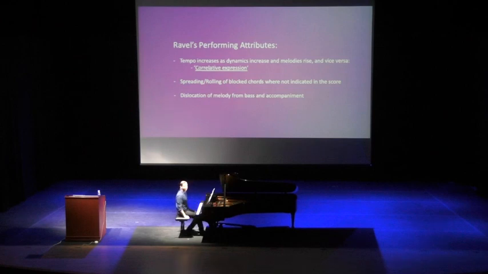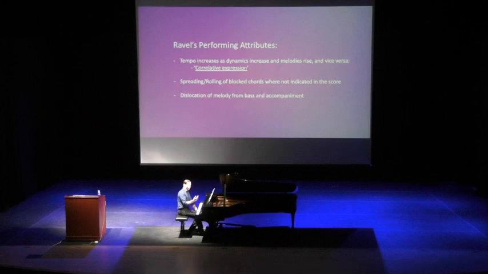Another of the most salient features of Ravel's performing style is his pervasive habit of arpeggiating blocked chords. So what does arpeggiating mean? Well, a blocked chord is when you play 3 or more notes simultaneously, all at the same time. When you arpeggiate them, that means you roll them from the bottom note up. Now, this is often notated in scores with a vertical squiggly line, right? But Ravel does this all over the place, even when it's not notated.